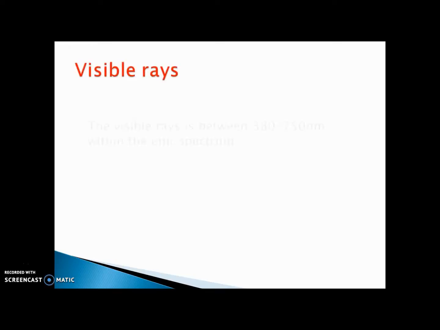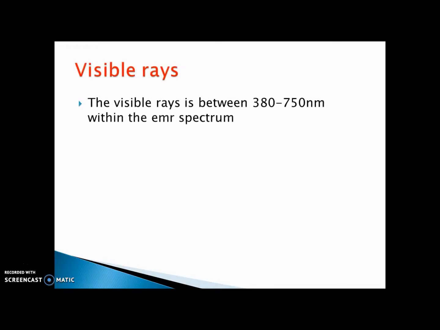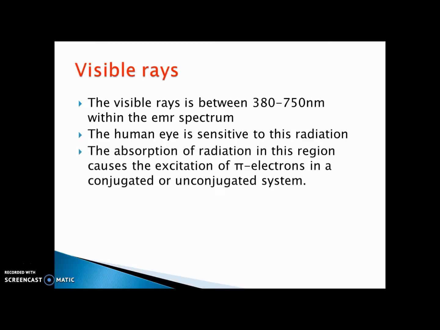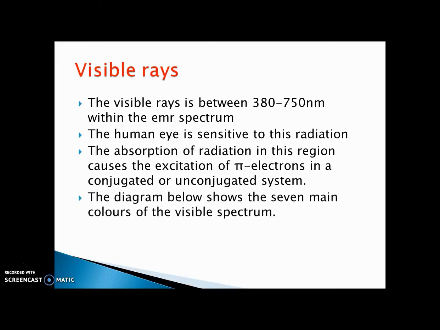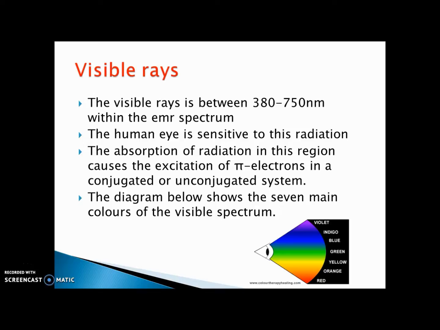Let's look at the visible rays. The visible ray is between 380 to 750 nanometer within the electromagnetic spectrum. The human eye is very sensitive to this radiation, and when the radiation is absorbed in this region, there will be an excitation of pi electron in conjugated or unconjugated system. The diagram below gives us the 7 main colors of the visible spectrum. We have violet, indigo, blue, green, yellow, orange, and red.